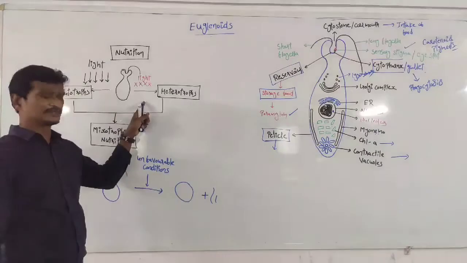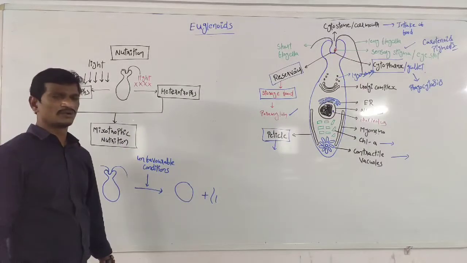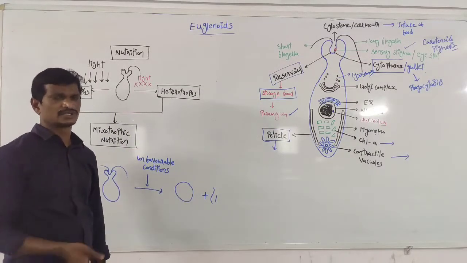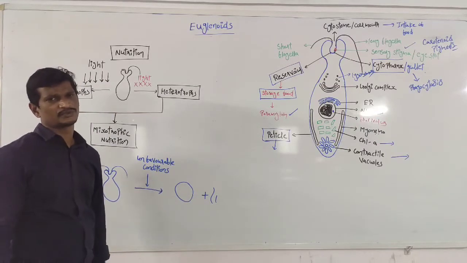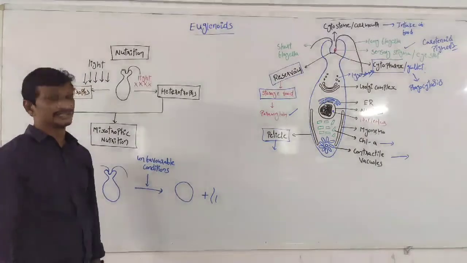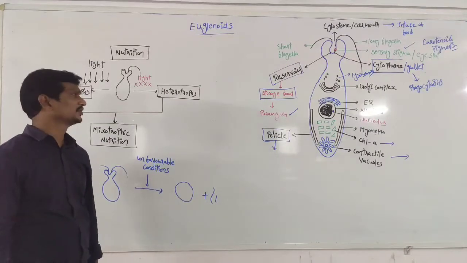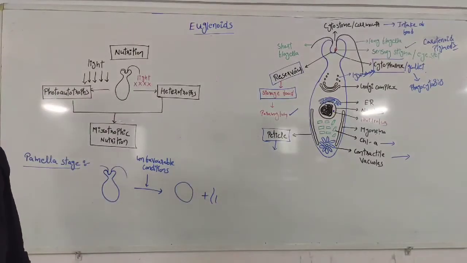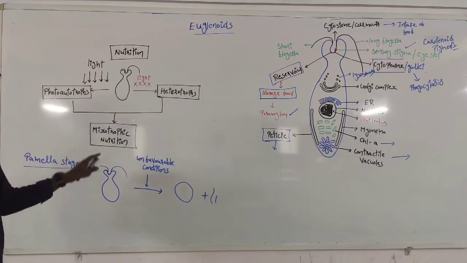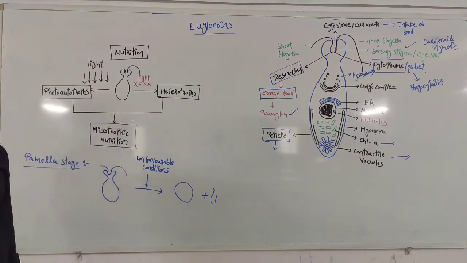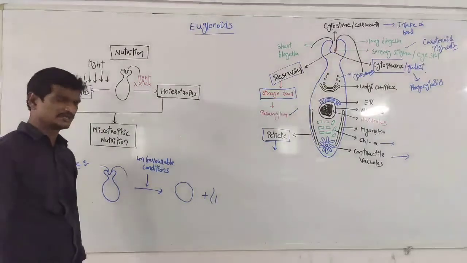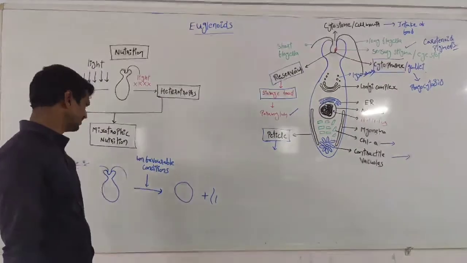When light is absent, they grow on decaying parts. Mostly they are like saprophytes, when light is not available. So a single organism can exhibit both autotrophic and heterotrophic nutrition. That nutrition is called mixotrophic nutrition, right?